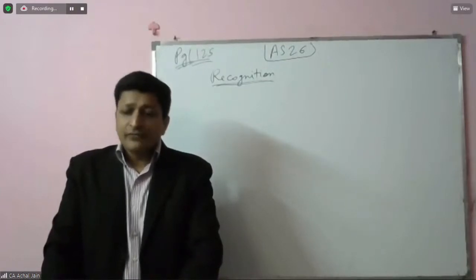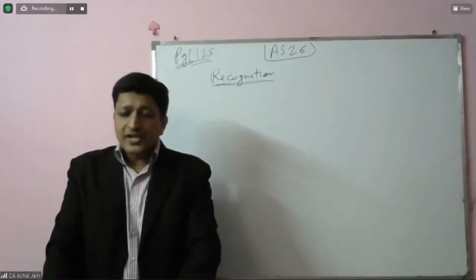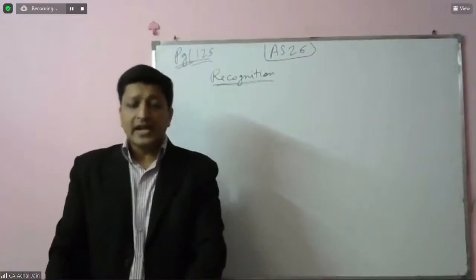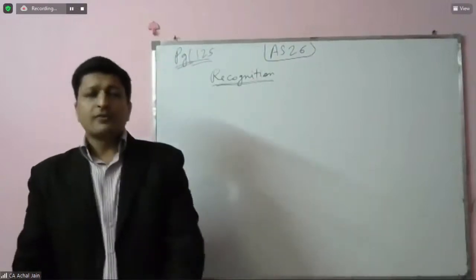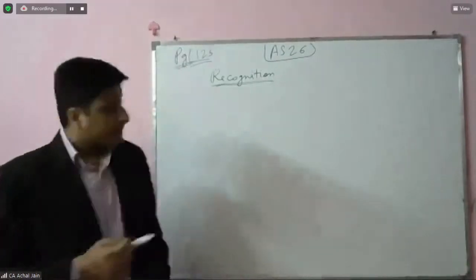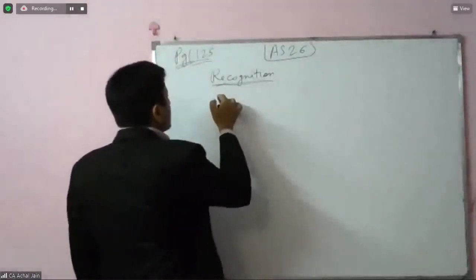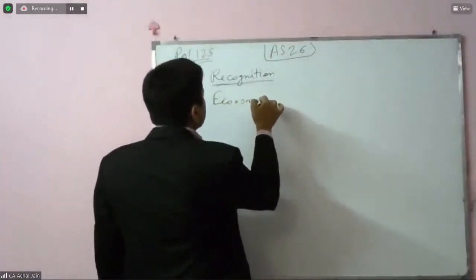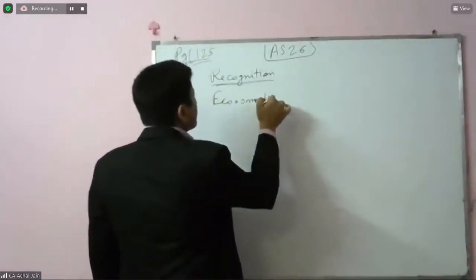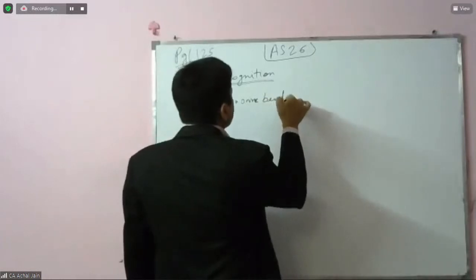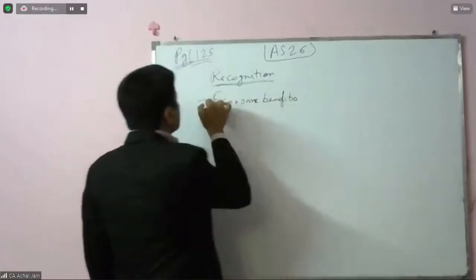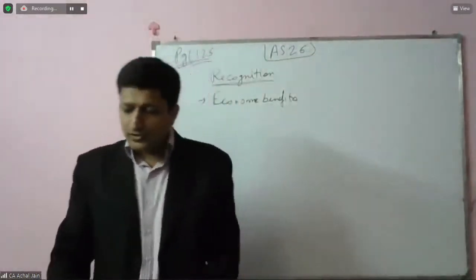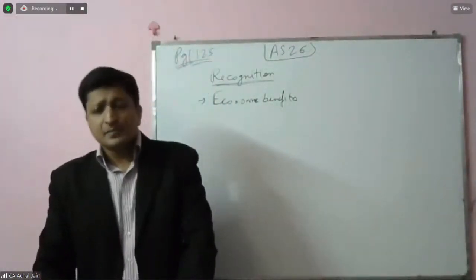Okay, Anushka is saying value of the asset. Ayush is saying there should be a probability that future benefits will arise to the organization. Okay, very good. So we are talking about economic benefits. Okay. Any more thoughts on this? Yeah. It's very simple.